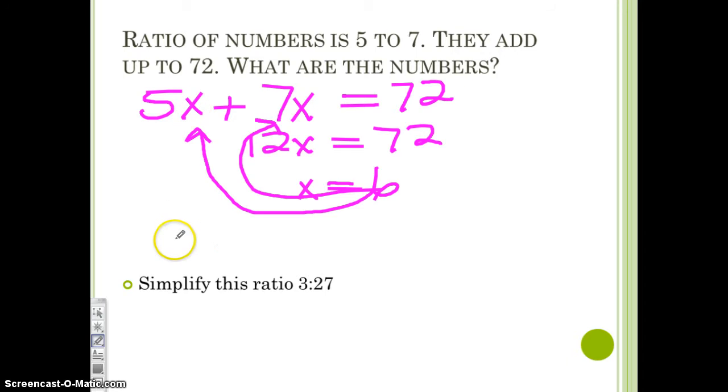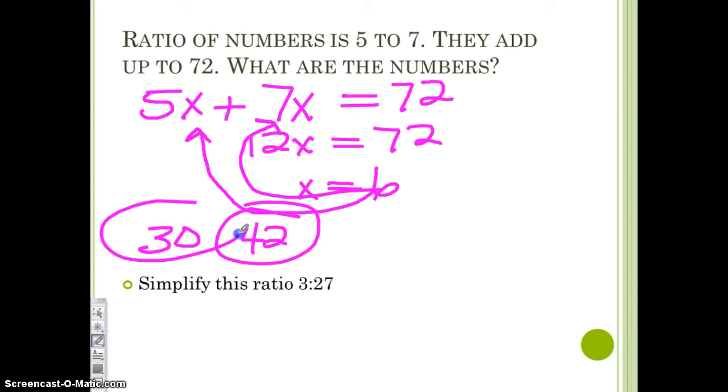So 5 times x, now that we know x is 6, the first number is 30. 5 times 6 equals 30. The second number, 7 times x, or 6. 7 times 6 is equal to 42. Our two numbers are 30 and 42.